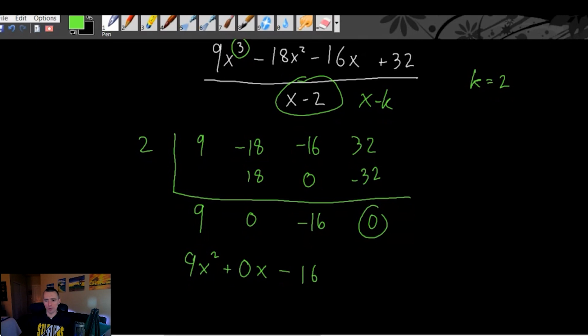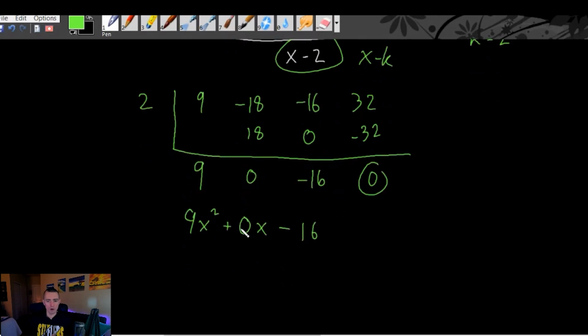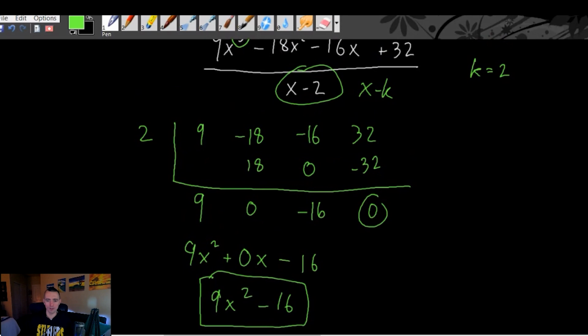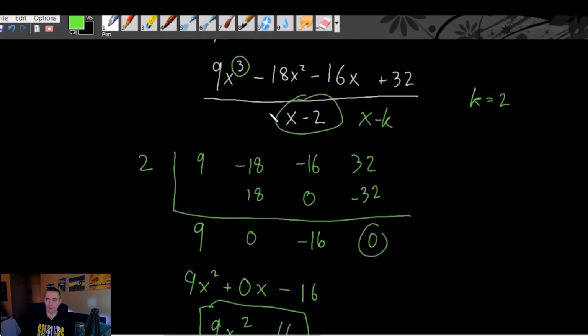However, we do want to be careful because whenever you have a 0, like 0x, go ahead and simplify that out. 9x squared plus 0x is just plus 0, which doesn't do anything, and then minus 16. So now this is the polynomial that we get by using synthetic division to divide this polynomial by the linear term that we started with.